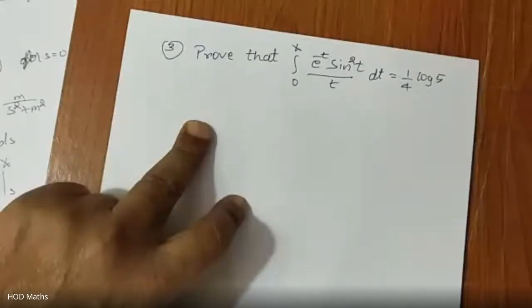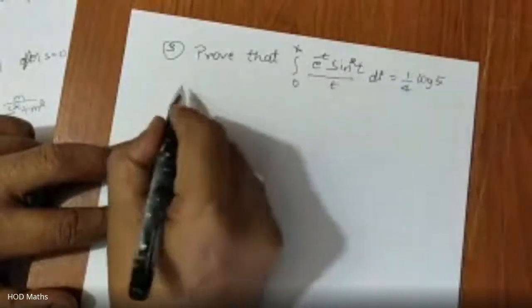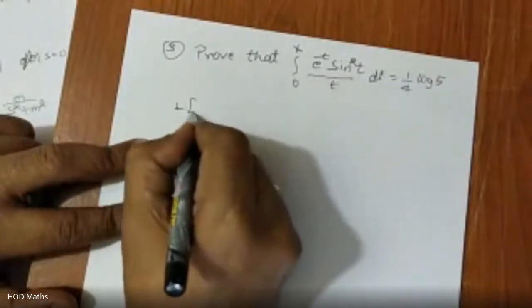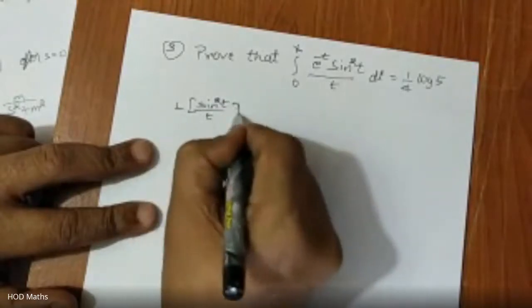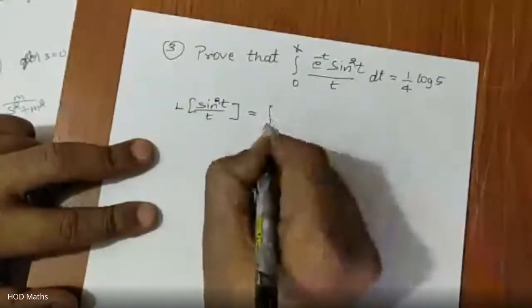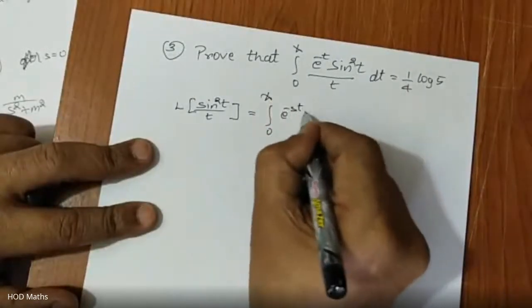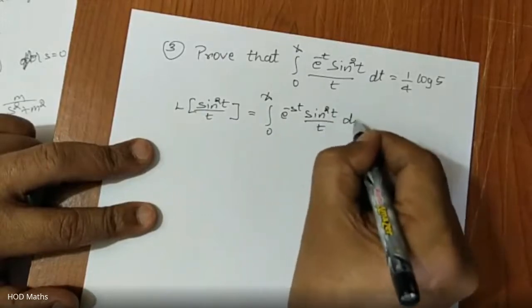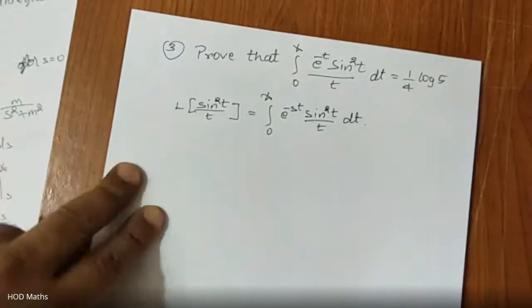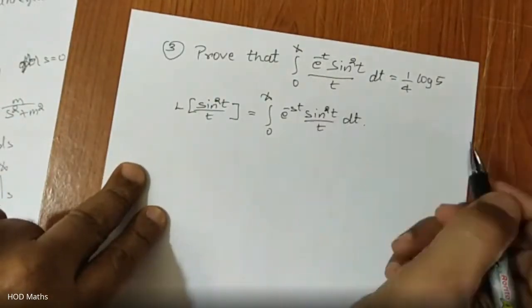If I consider the Laplace transform of sine squared t by t, it will be what? It is the integration from 0 to infinity of e power minus st into sine squared t by t dt. Correct?